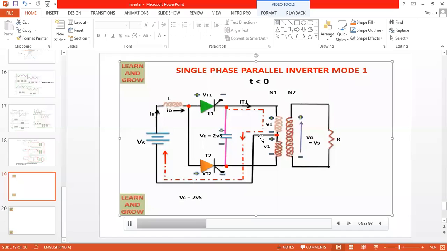Now, during this process, you can see a mutual induction process takes place between the upper winding and the secondary winding of the transformer. Therefore, due to mutual induction, according to Faraday's law of electromagnetic induction, voltage is induced in the secondary winding because of the upper winding voltage, and hence current flows through the load. Now the current is flowing through the load in this direction, so current is flowing in one direction. So what is mode 1? Mode 1 is when the firing pulse is given to only T1, and T1 is on.